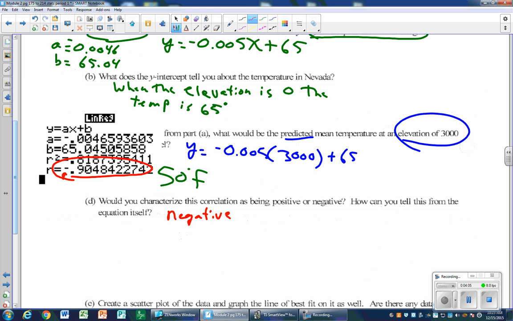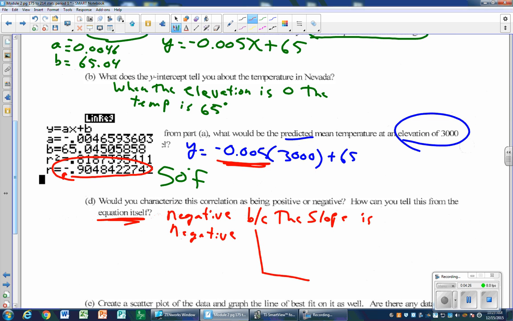Then it says, how can you tell this from the equation? Because the slope is negative. There's the slope right there. So the slope is negative. Remember, the slope, if you have a graph and the line is going down from left to right, the slope is negative. That also means that as x increases, y decreases, which is a negative correlation.